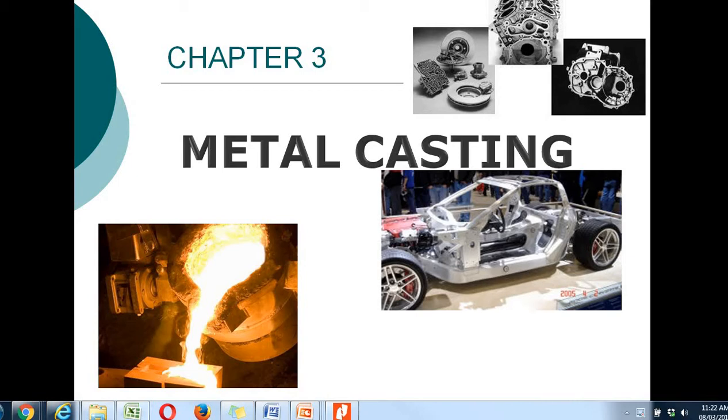Now we would like to continue our study regarding manufacturing technology. This is chapter 3, called metal casting. Everyone knows that all manufacturing technologies have their advantages and disadvantages. For example, in the previous lectures, we covered machining, casting, and high speed machining. Today I would like to discuss with you what metal casting is.